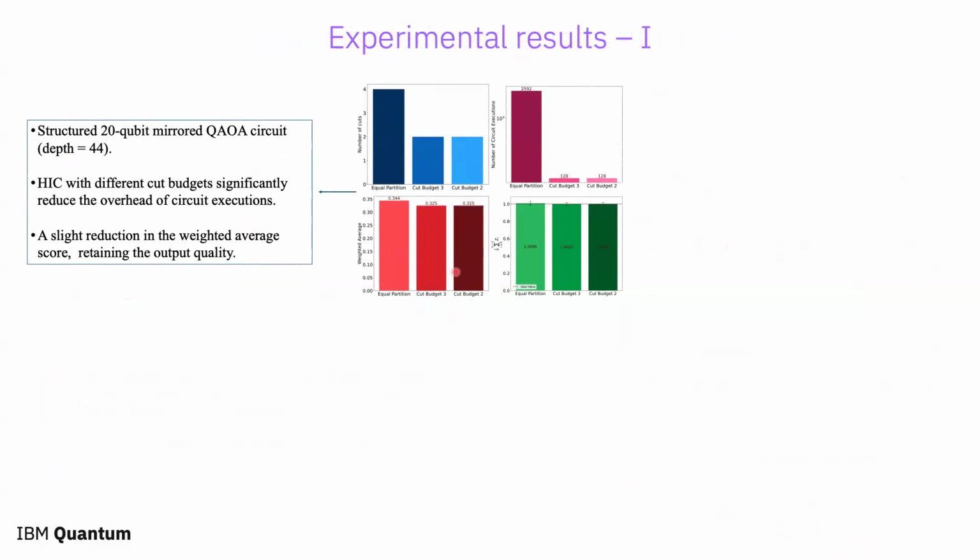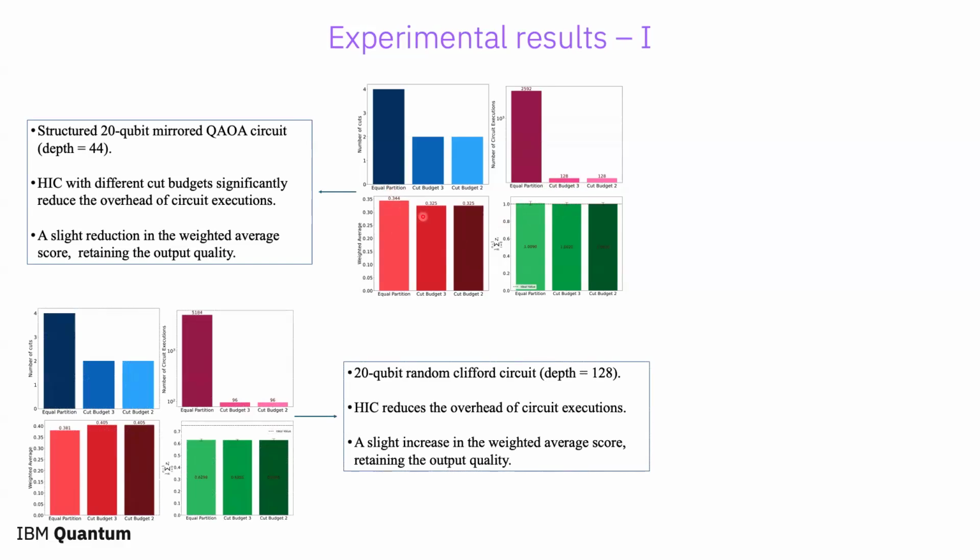So let me show you the experimental results. This is a 20 qubit mirrored QAOA circuit. The reason for mirroring is because we know the final outcome. Here, if you do an equal partitioning, it requires 2,590 circuit executions. By selecting the cut location with what we call hardware-inspired cutting, you can get it down to 128 and you can retain a similar performance. This is the weighted average. You see the weighted average actually decreases slightly here. In this case, if you do the hardware-inspired cutting, that is not always true.